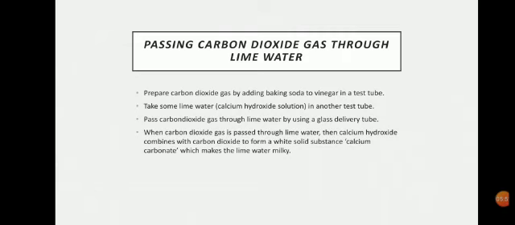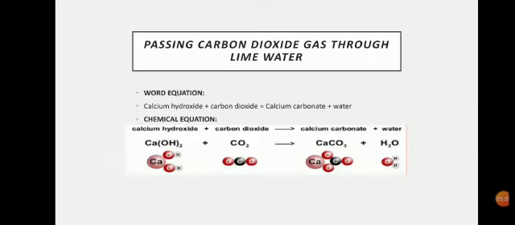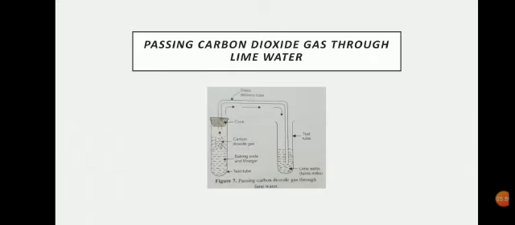Now you have to use what? Here you see a glass delivery tube. In this picture you can see you have to use a glass delivery tube. What is the function of this glass delivery tube? Since carbon dioxide is a gas, it will pass through this delivery tube and directly fall into this lime water.